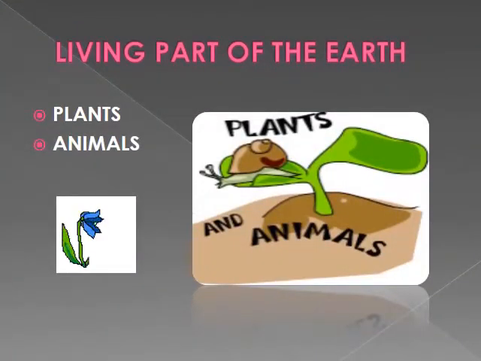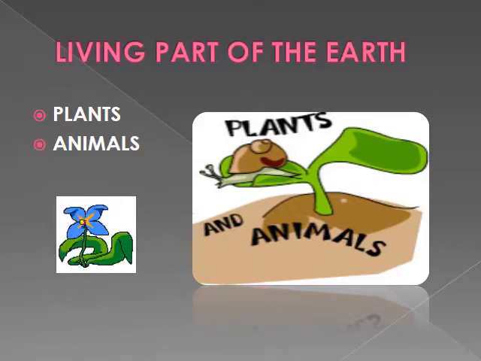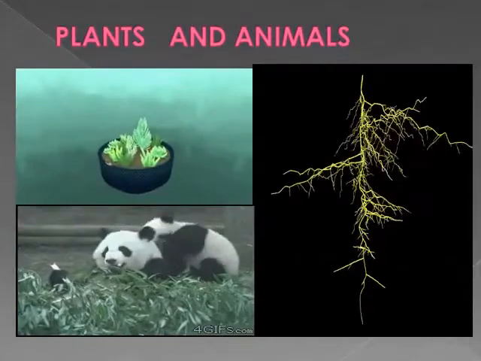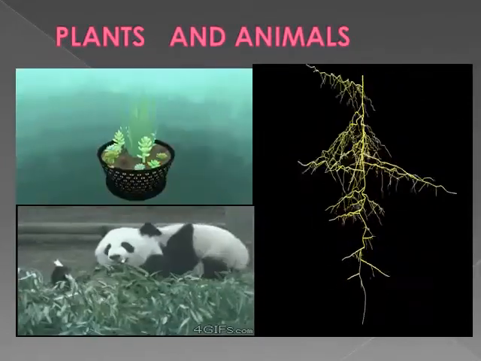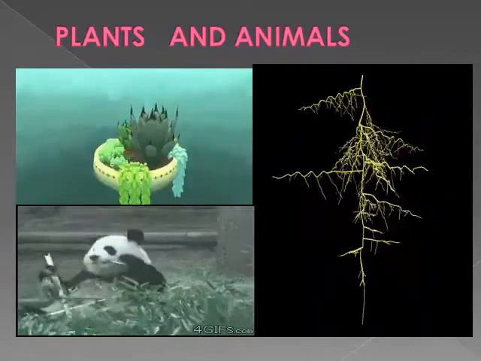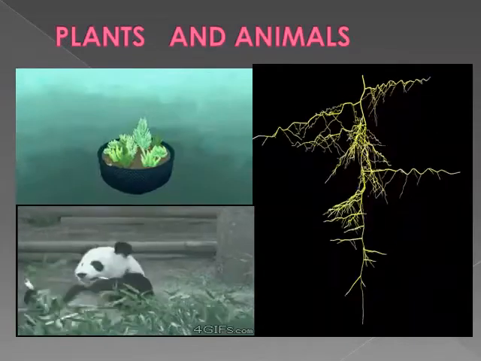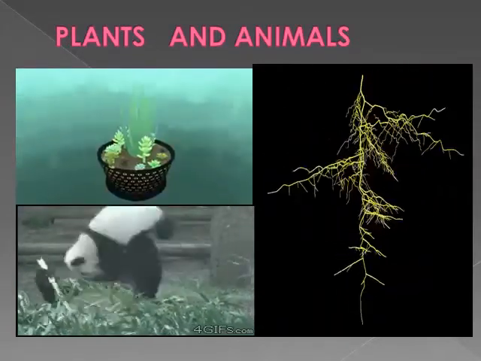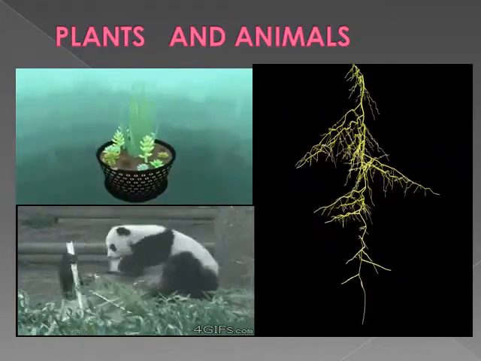Yes, my dear students, the second part of the environment is the living part. It contains plants and animals. So the living part of the environment consists of animals and plants. All those things that are around an organism and which affect its way of life are called environment.